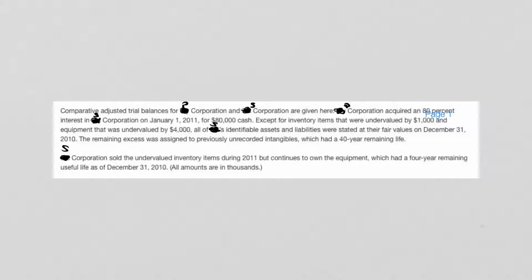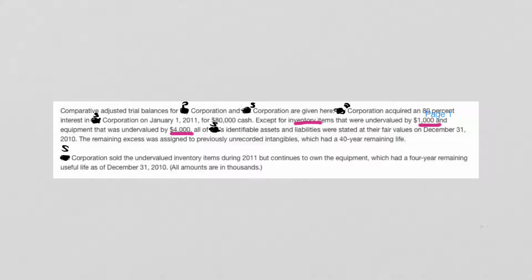Okay, let's see what it was all about. So it was an 80% acquisition, P and S, and it was for $80,000 on January 1. Okay, what I'm doing is getting what I know. I know I'm going to need to do a worksheet, so let's make some room here. Undervalued in the assets was inventory of 1,000. That's over here, and that's inventory, and then equipment undervalued by 4.